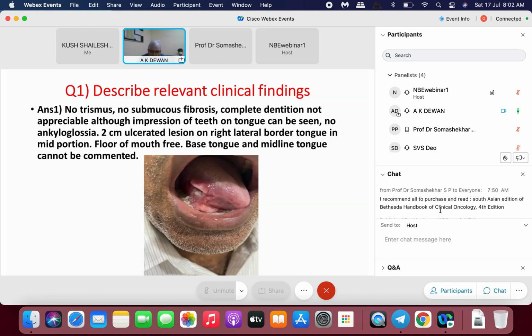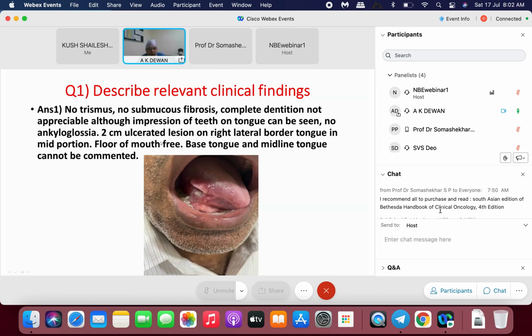He is able to open his mouth completely. He doesn't have SMF, or if you're not able to say that, I would like to see for SMF. So no trismus, no SMF, complete dentition not appreciable, although there is impression of teeth on the tongue, it can be seen. You can see the impression of teeth on the tongue. No ankyloglossia.